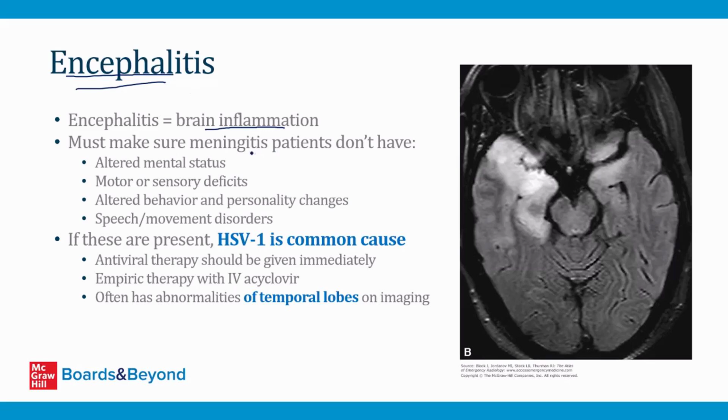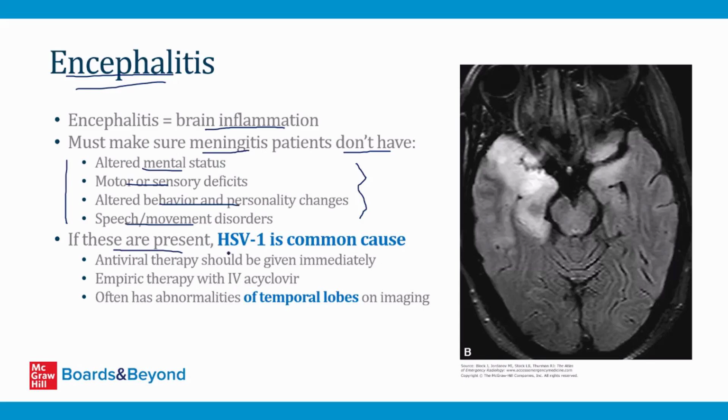So anytime you're evaluating a patient with meningitis symptoms, you want to make sure they don't have other symptoms that suggest that they have encephalitis as well. And I've listed some of these symptoms here. So these are things like altered mental status, motor sensory deficits, changes in behavior or personality, or speech or movement disorders. Basically, if any of these things are present, then you have to worry that the meningitis has spread and now has caused encephalitis.